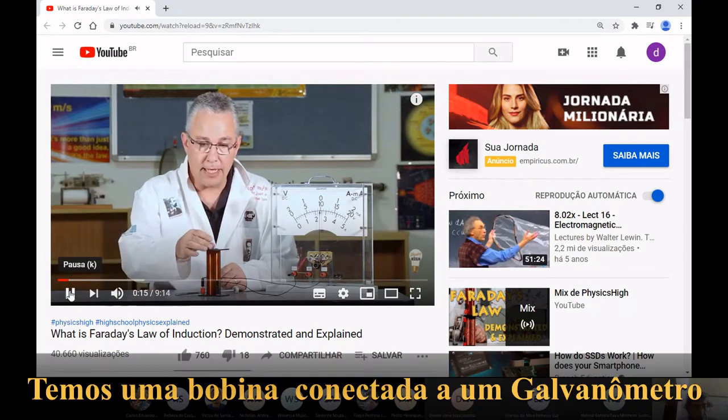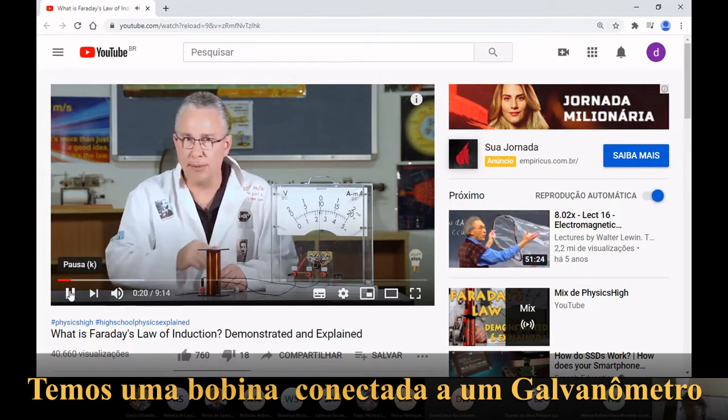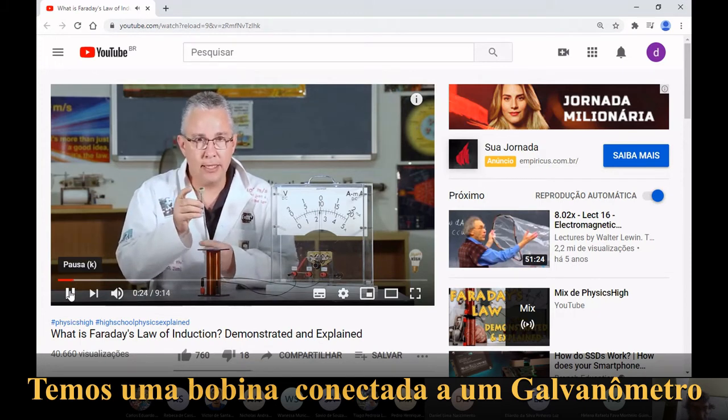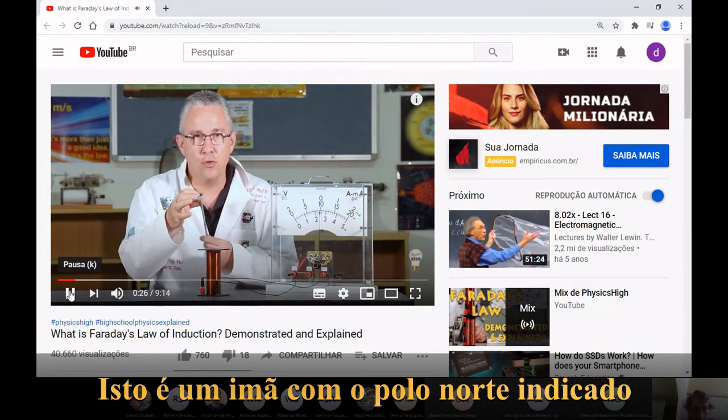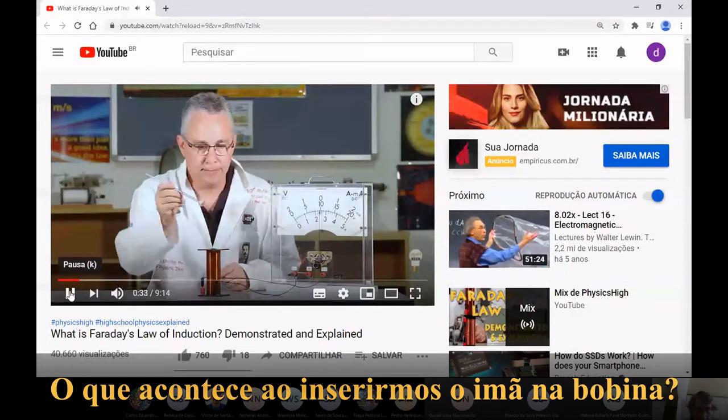So in front of me I have a coil, and that is connected to this ammeter or galvanometer. And I also have a rare earth magnet, and this magnet is facing so that the north is facing outward like so. What's going to happen when I insert this magnet into this coil?